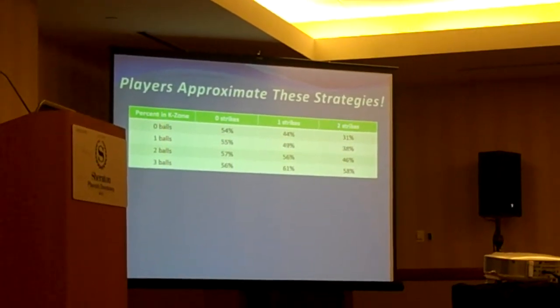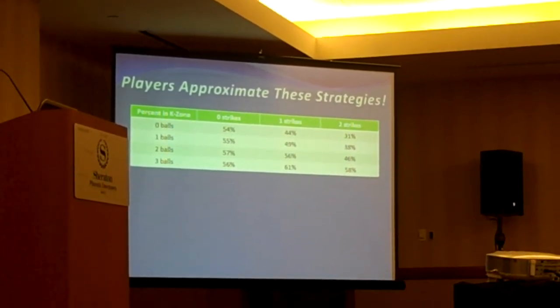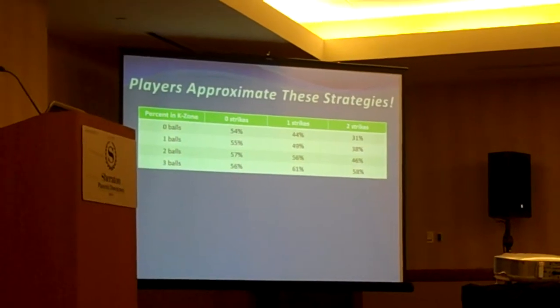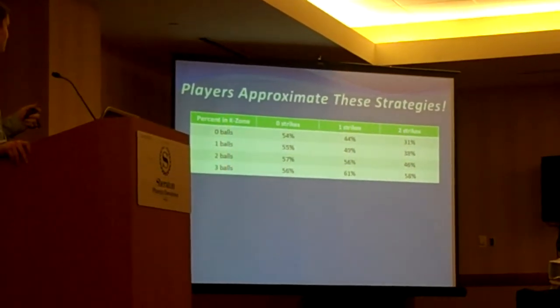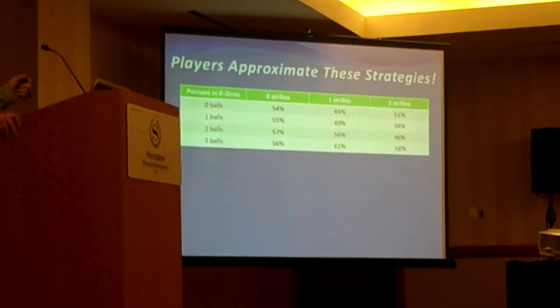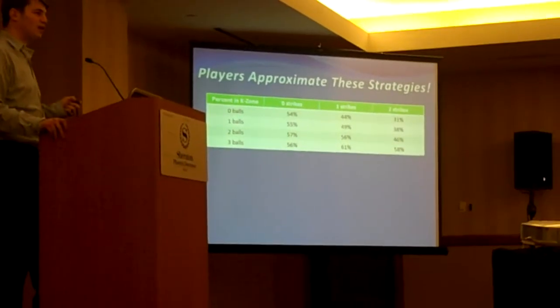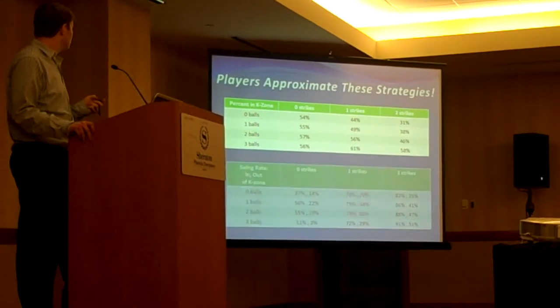Players actually approximate these strategies. If you look at this table right here, in terms of how often the pitcher throws a pitch in the strike zone, you see more strikes, he throws it less often in the strike zone. More balls, he'll start throwing it more often. Batter is pretty good at this too.